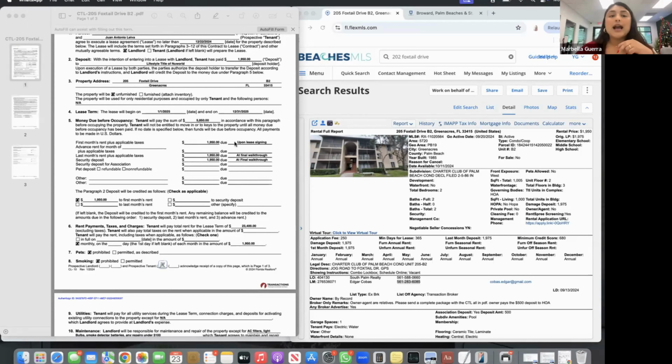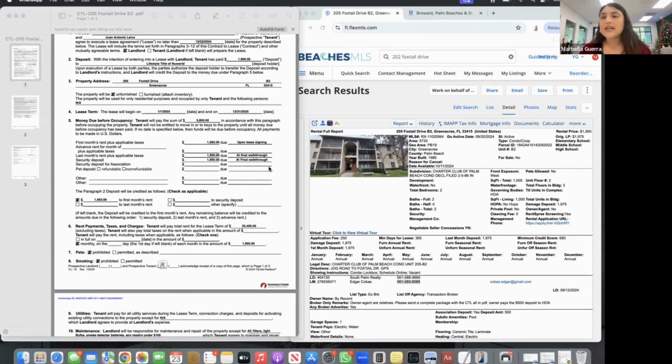Okay. Then the other 2 months that are going to be due at move-in, which is the last month's rent and the security deposit, I placed it down here in its respective location: last month's rent plus applicable taxes, security deposit. And those would be due at final walkthrough or the day of move-in. Or you can either put a date here. I just like to put at final walkthrough, because sometimes the dates change.